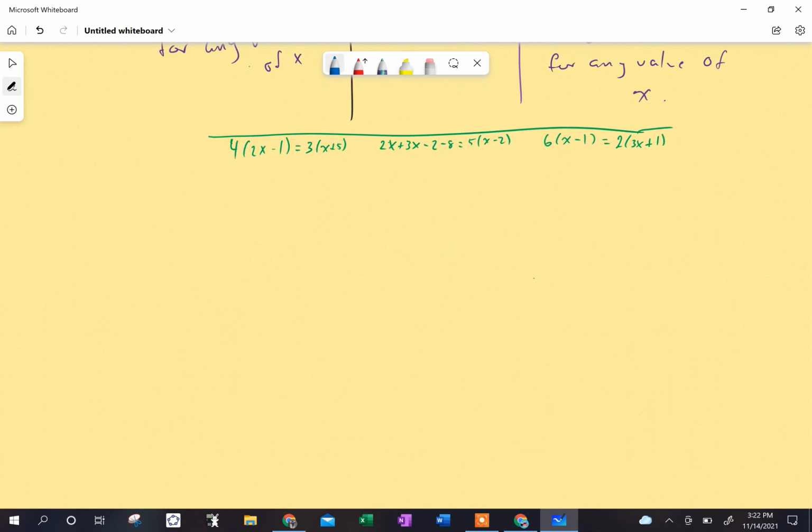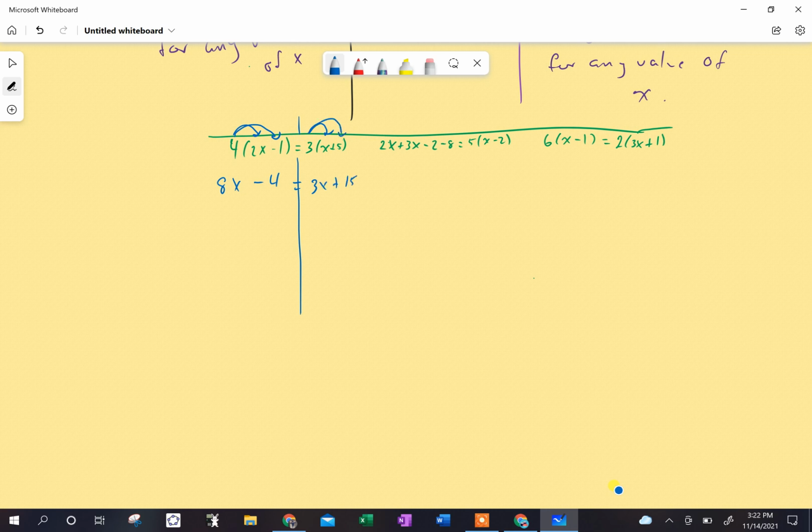Here we go. Well, the problem is these are not expressed as 2 binomials set equal to each other. So what I'm going to do is get rid of these parentheses. That's going to become 8x minus 4. I'm just going to distribute. And this is going to become 3x plus 15.